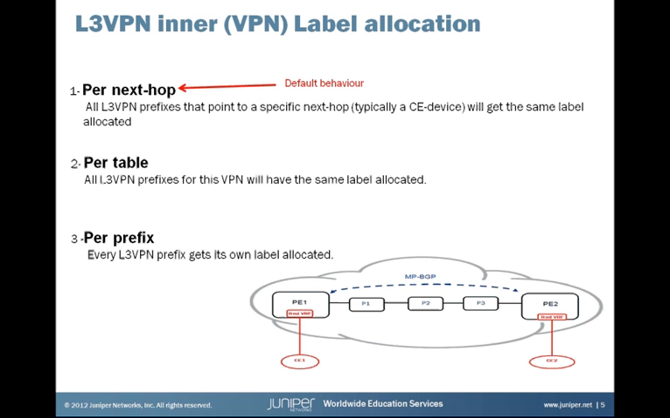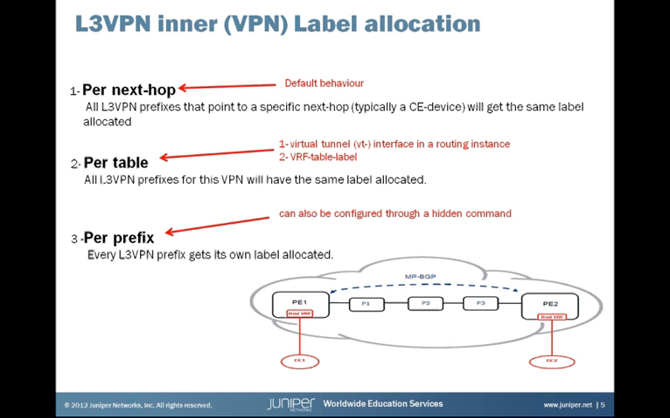In fact, per next hop is the default behavior in Junos. Per table can be configured either using a virtual tunnel interface, VT interface, or VRF table label. Per prefix can also be configured through a hidden command.